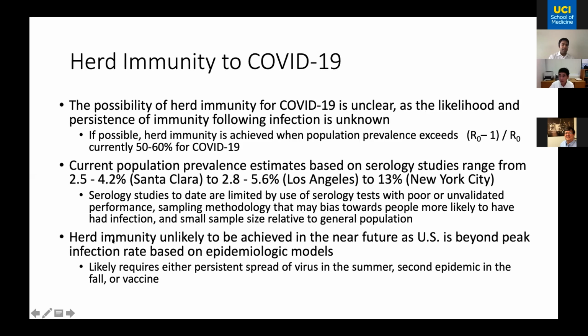So herd immunity is unlikely to be achieved in the near future because we're actually past our peak of infections based on the epidemiological curve in many places in the US. Now, we may have a second peak as we relax social distancing in many places. But in order to get to this herd immunity, one of three things is going to have to happen. Either the virus persists to spread over the summer, we develop a second epidemic in the fall, or we develop a vaccine.